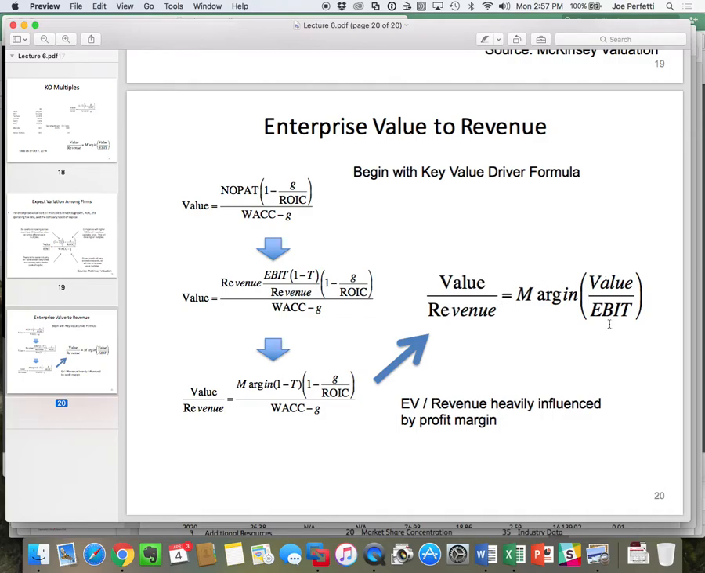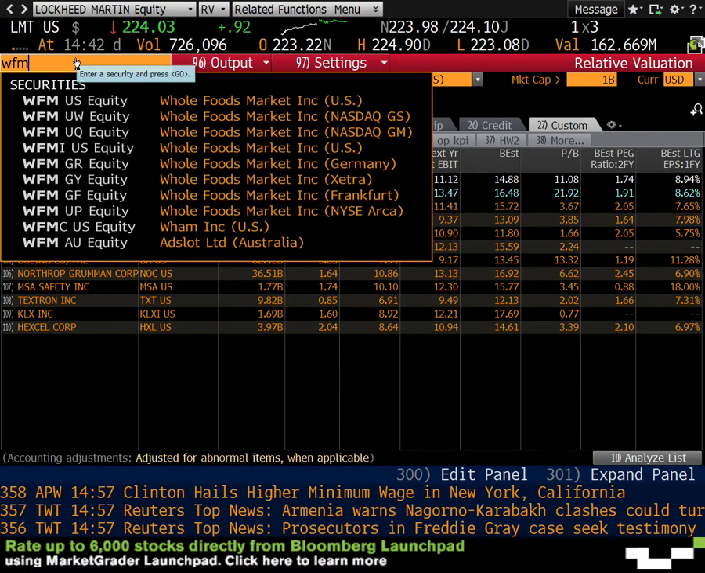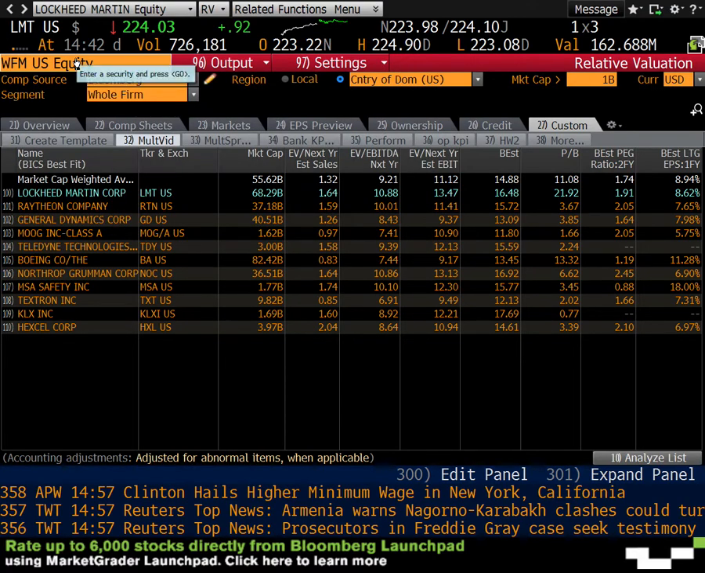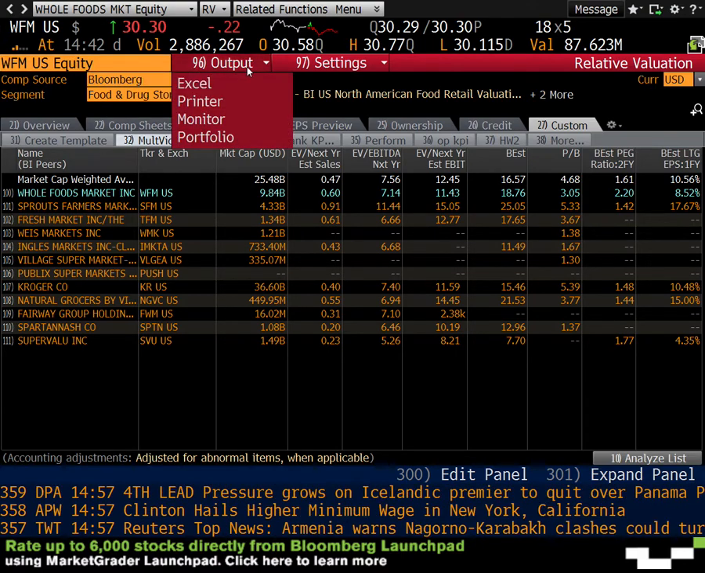So here's the nice thing. If I take my EV to sales and I divide by the EV to EBIT, I get my estimated margin. So let's go back to Whole Foods. WFM, US equity. So here are the calculated multiples using our templates for Whole Foods. Output Excel.